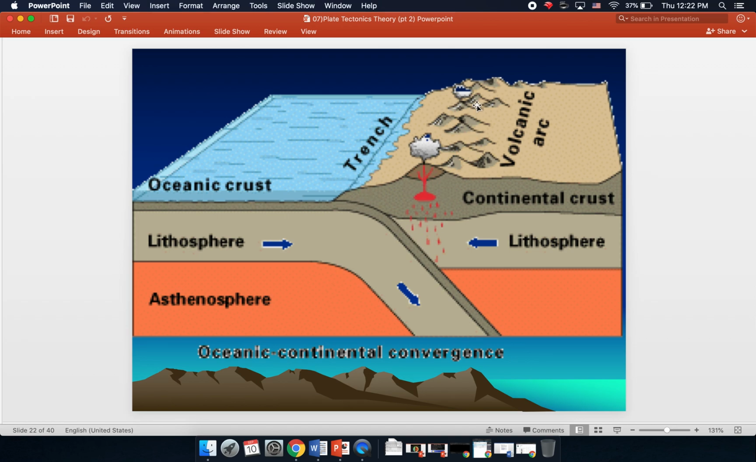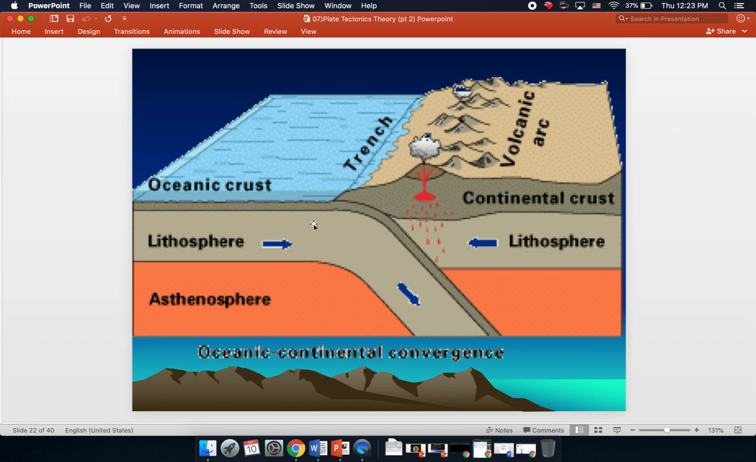Here you can see that you have a line of volcanoes, a volcanic arc. This happens because as the oceanic plate is forced under the continental plate, you have friction all along here, and this melts parts of the continental crust. The melted parts rise up through the continental crust and create a line of volcanoes, or a volcanic arc. Also, you get earthquakes from this friction between these two plates when these two plates move.